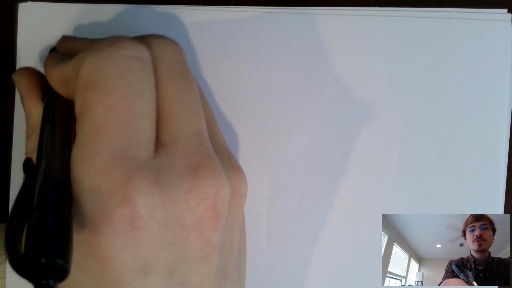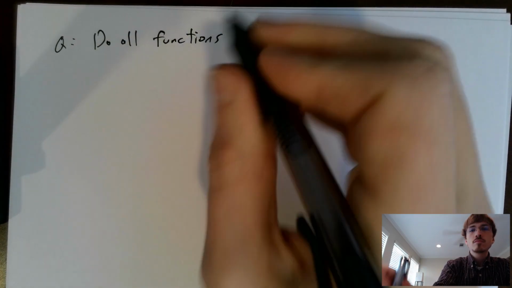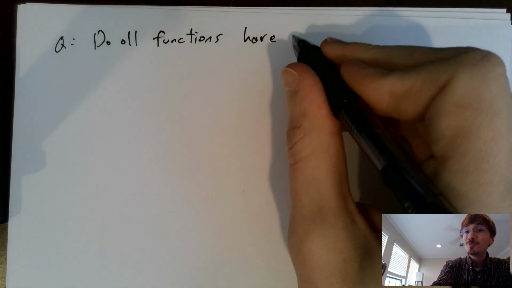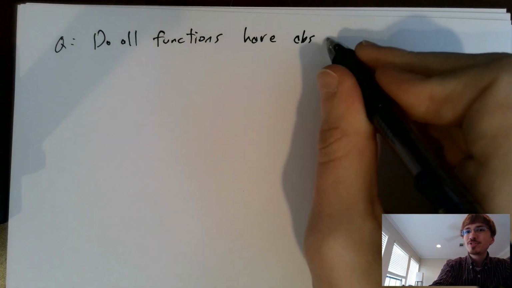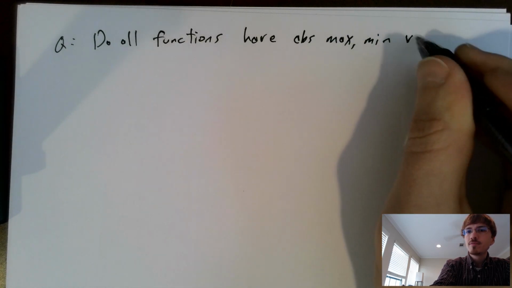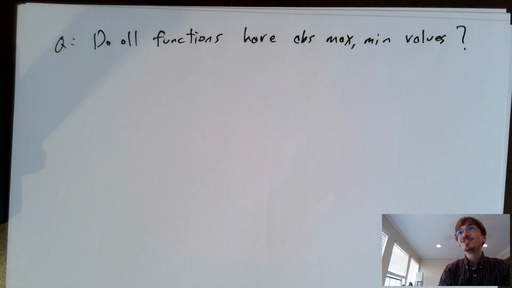So let's ask a question. A pretty natural question. Do all functions have absolute maximum and minimum values? We've just sketched two functions that have both, right? Do all functions have absolute max and minimum values? Do they have both, all functions? Pause the video, see if you can think about this and arrive at your own answer.